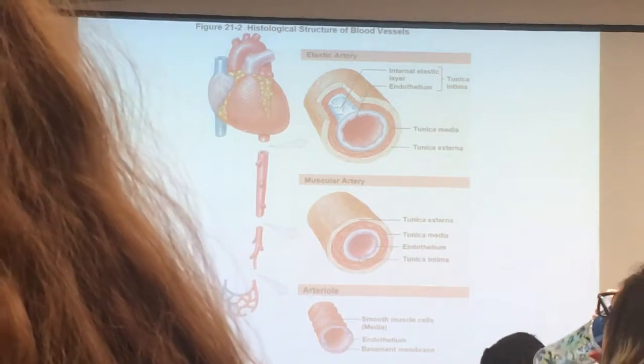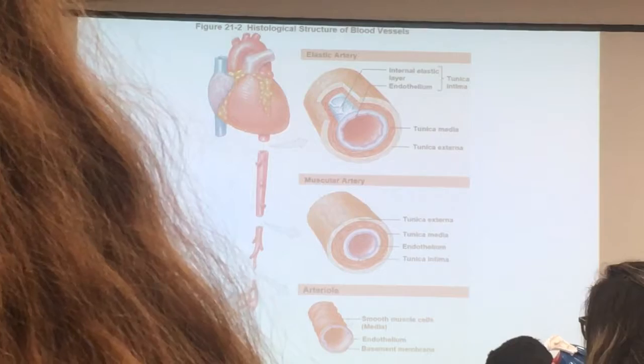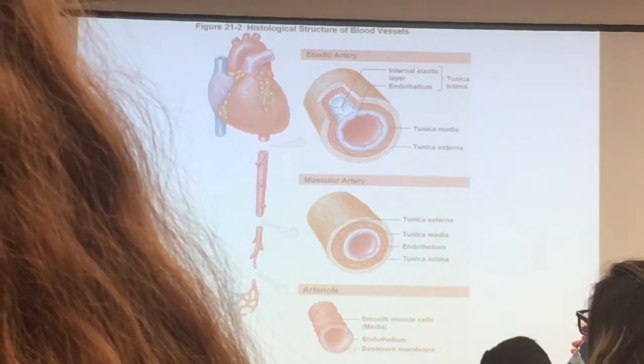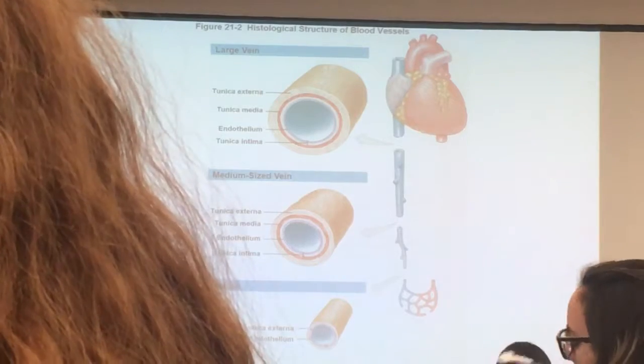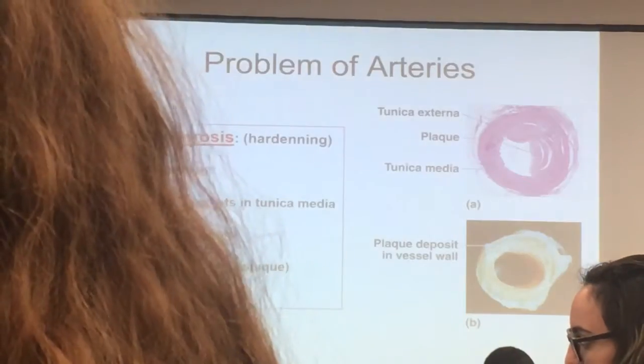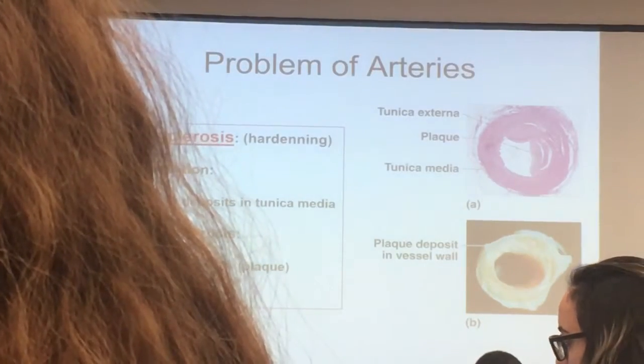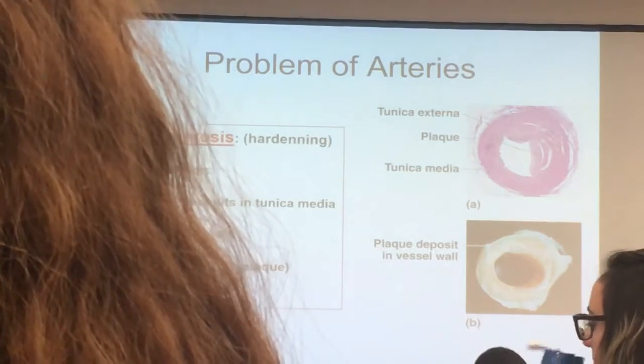And in the arterioles, you only see smooth muscle and endothelium cells. For the venous system, the same thing. All right, some problems for the arteries.